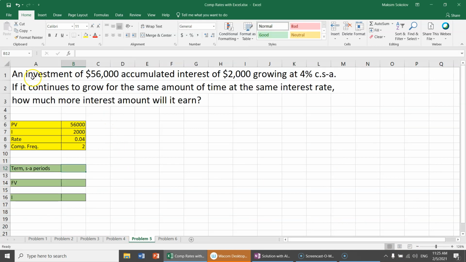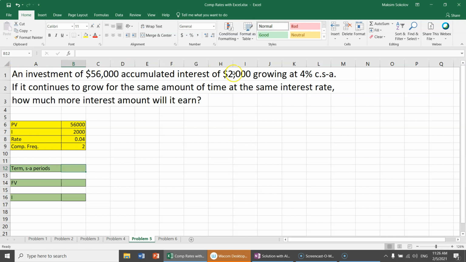Our next problem reads, an investment of $56,000 accumulated interest of $2,000 growing at 4% compounded semi-annually. If it continues to grow for the same amount of time at the same interest rate, how much more interest will it earn? To solve this problem, we need to find the time necessary for that amount to continue to grow. And the problem is stating here that it's for the same amount of time the investment will continue to grow.